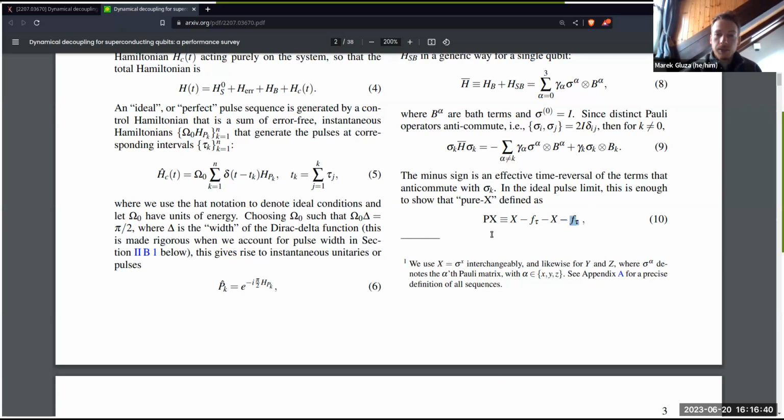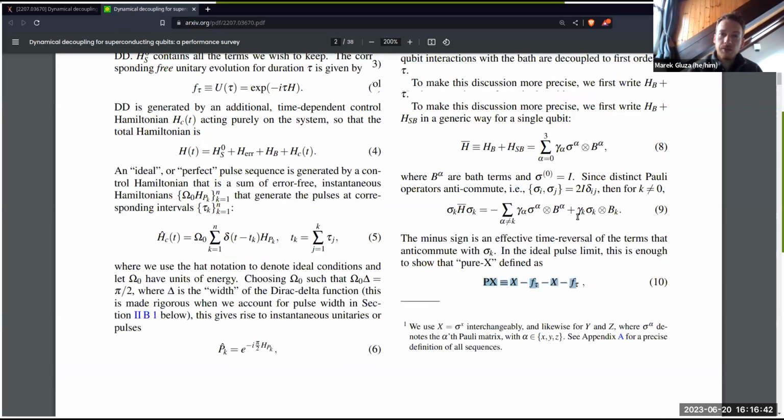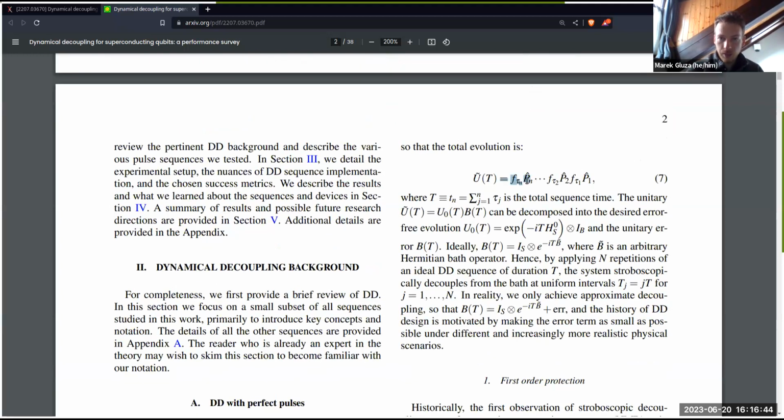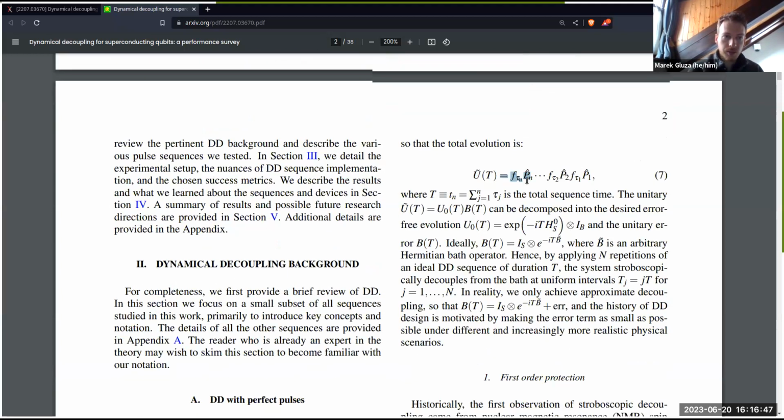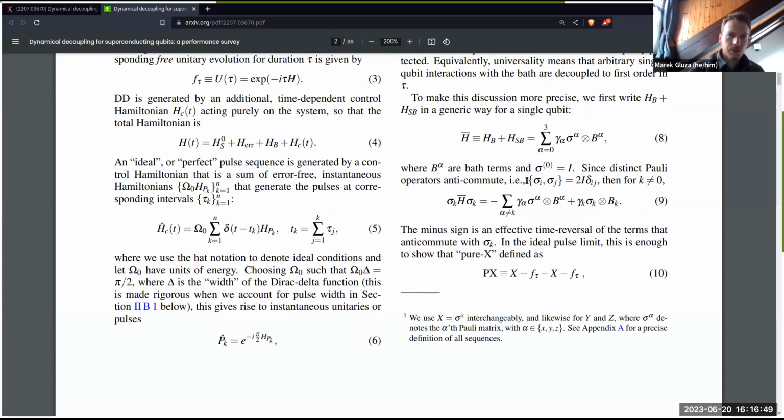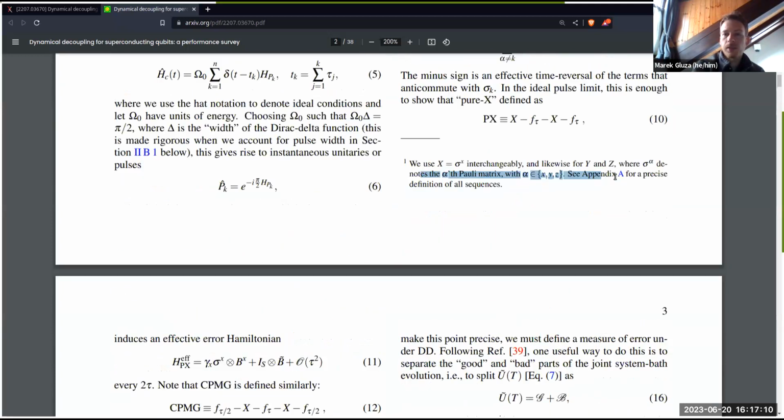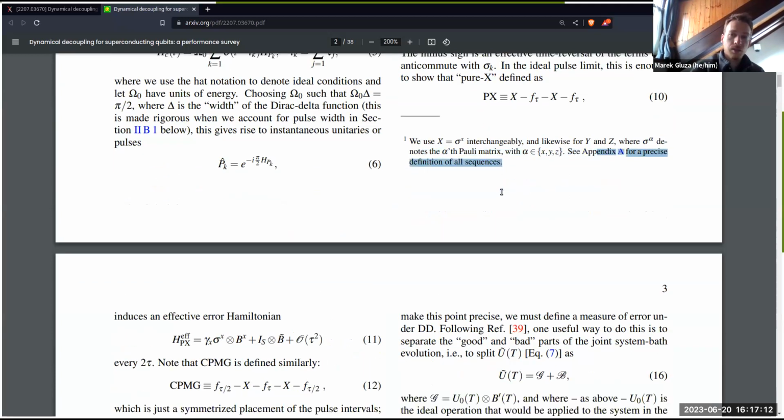So this notation is maybe a bit weird. Ft is defined around here, which is just the pure evolution with the Hamiltonian. Okay, so we have stages of pure evolution. The system is running, and here you are disturbing the system with this X operation. And here we use X interchangeably. I guess it would be maybe a bit better to use just one of them, but yeah, you can check it in the appendix.